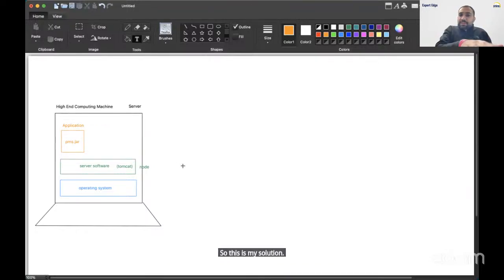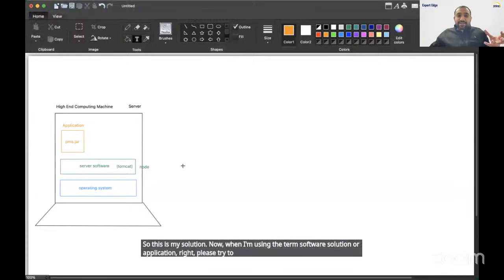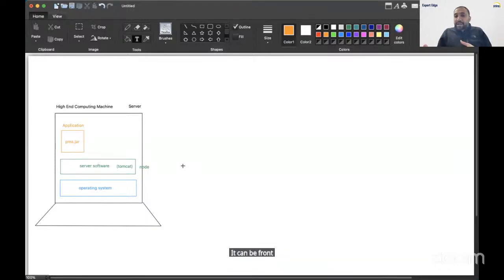Now, when I'm using the term software solution or application, please try to understand it from the higher end. I'm not talking about the front end or the back end alone, I'm talking about the entire solution. It can be front end alone, it can be back end alone, or it can be both.